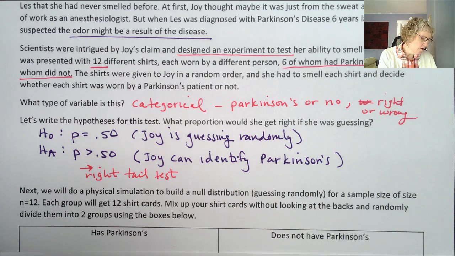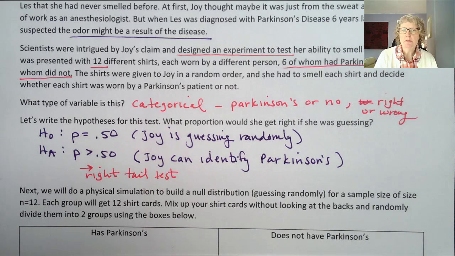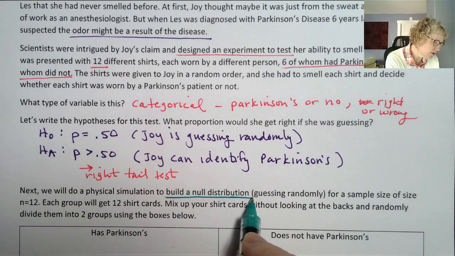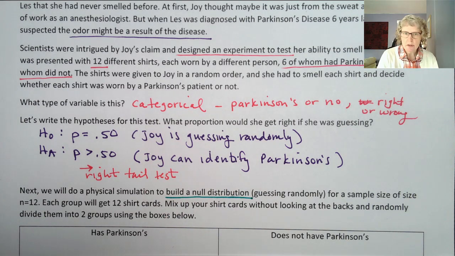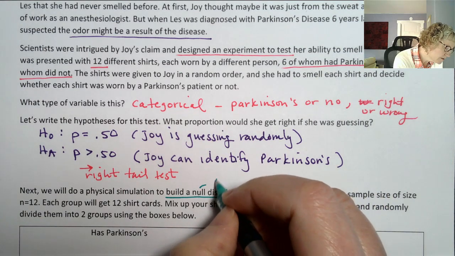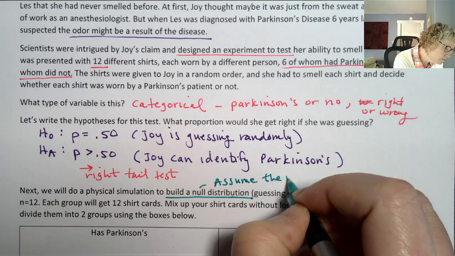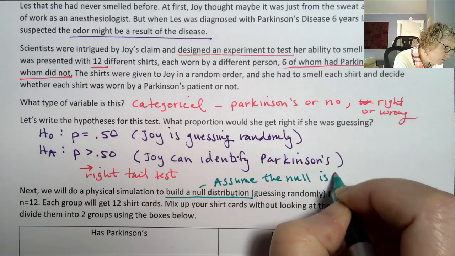Okay, so what we're going to do is, to do a simulation, we are always simulating the null distribution, right? So we assume the null is true. That's how we do a hypothesis test. And what we do is we build a null distribution. What is likely under the null? Okay, so I'm going to write: assume the null is true.